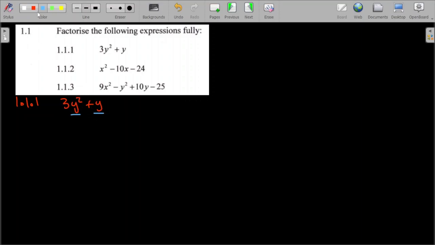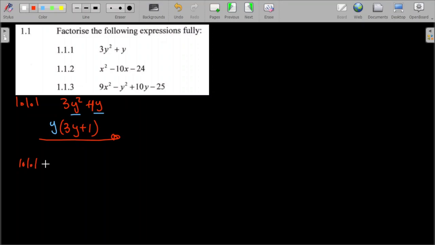So if I take y out as a common factor, remember I'm going to be left with 3y, since I've taken one y out of the two y's that I have here. Then plus, remember I've taken this y out, and the y that was here has a coefficient of 1, so that coefficient of 1 is going to be left. This is the factorization that we're doing on the first one.